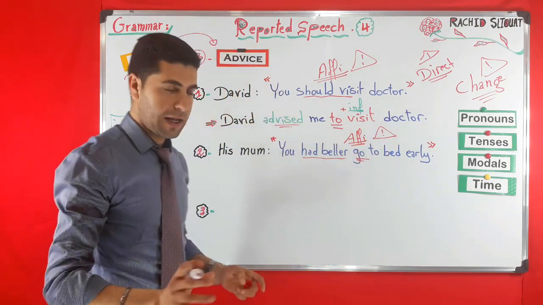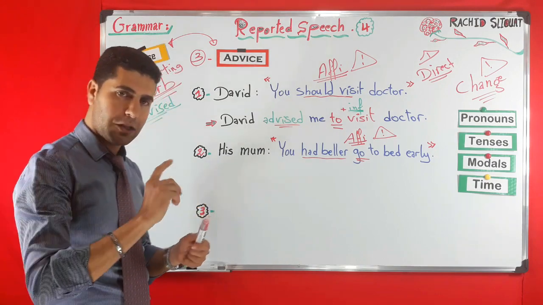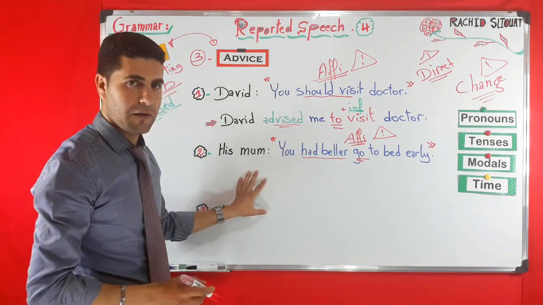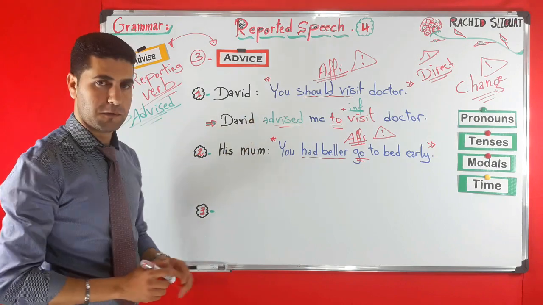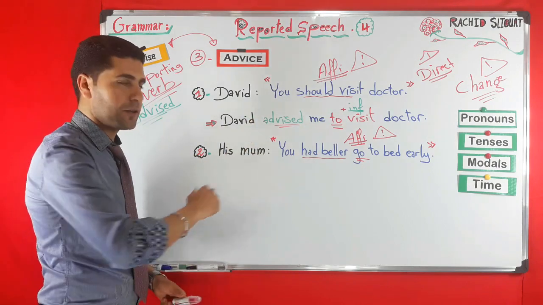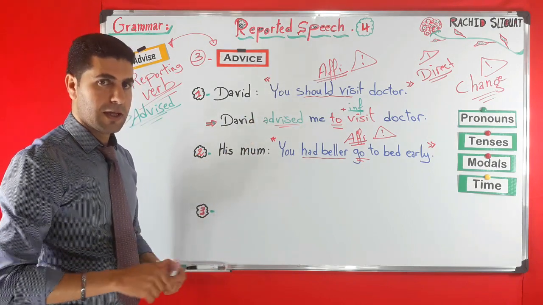Right, now let's try to see how we can report this advice just like the first one. You can pause and try to do it yourself, then we can get back, right?